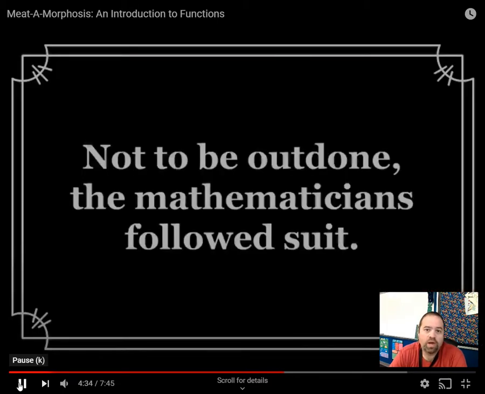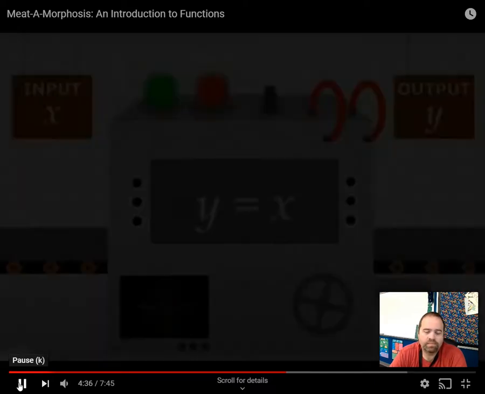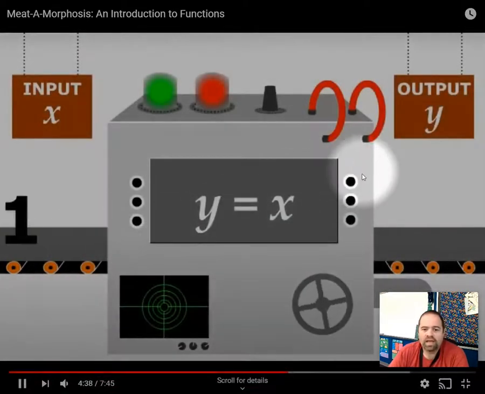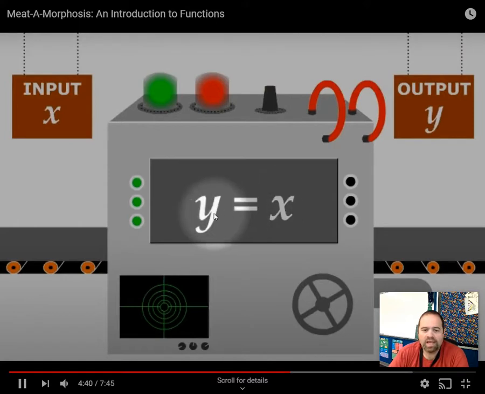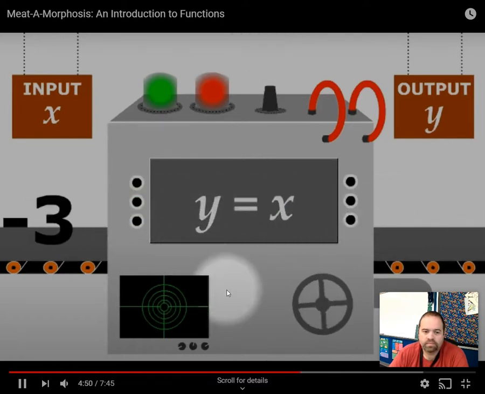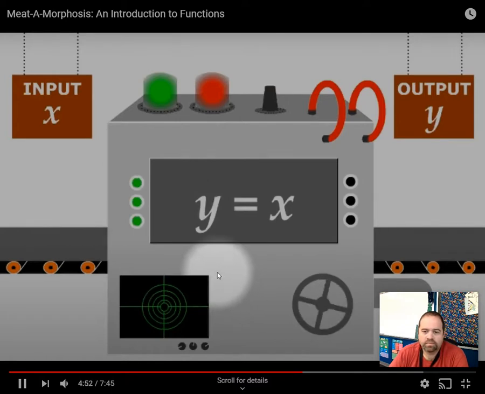Okay, now math-wise, what would that mean? Our x values come in. The y is equal exactly to the x. Nothing happened. Your input and your output are exactly the same.